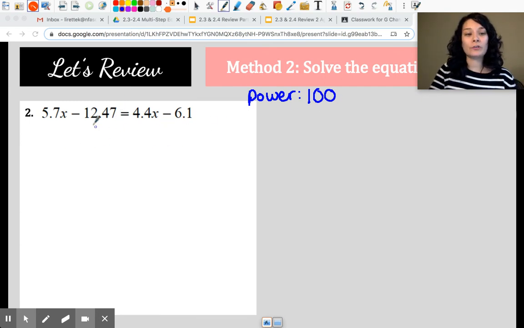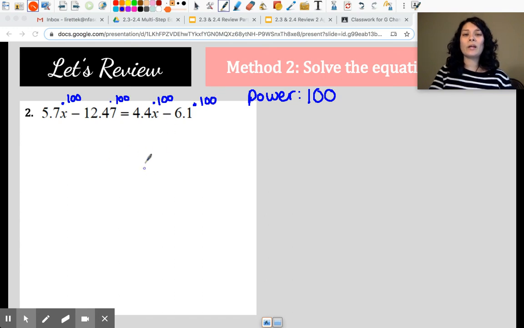I choose 100 as my power. So what I do, very similar to clearing fractions, is I multiply every single value in this equation by that power of 10. And you might be thinking, Miss Lorette, we're doing this without a calculator. That's going to take too long. There's a trick to multiplying decimals with powers of 10.